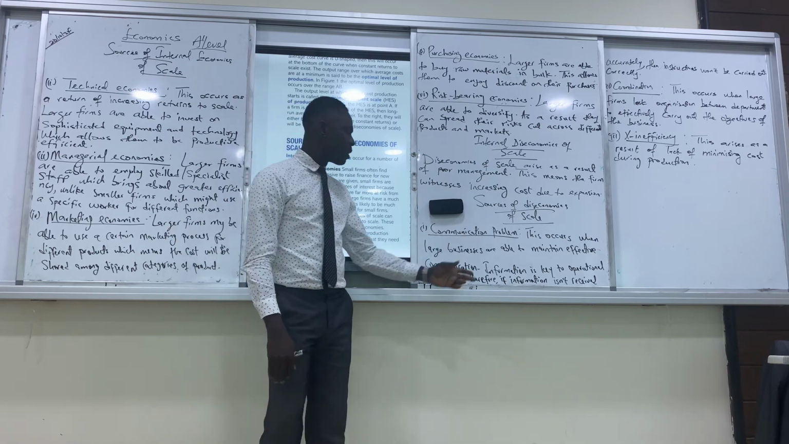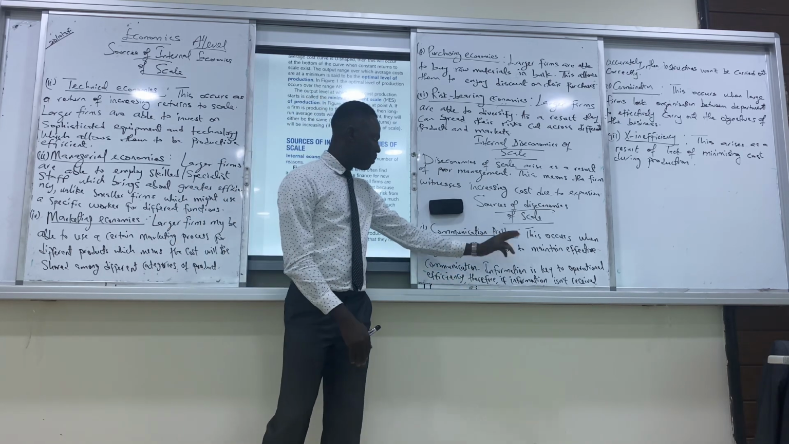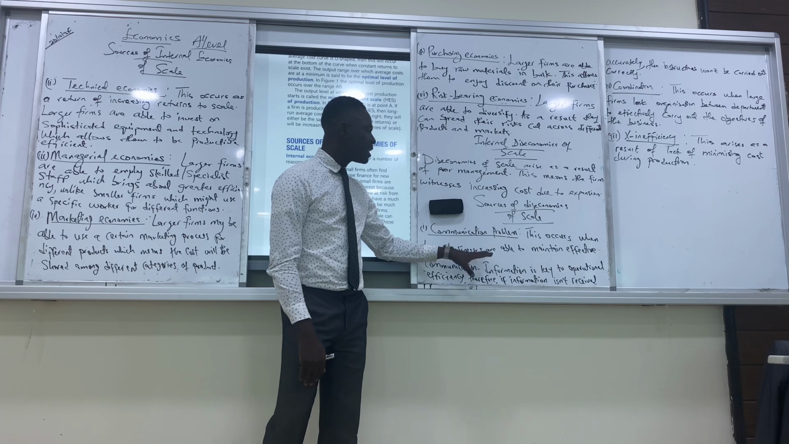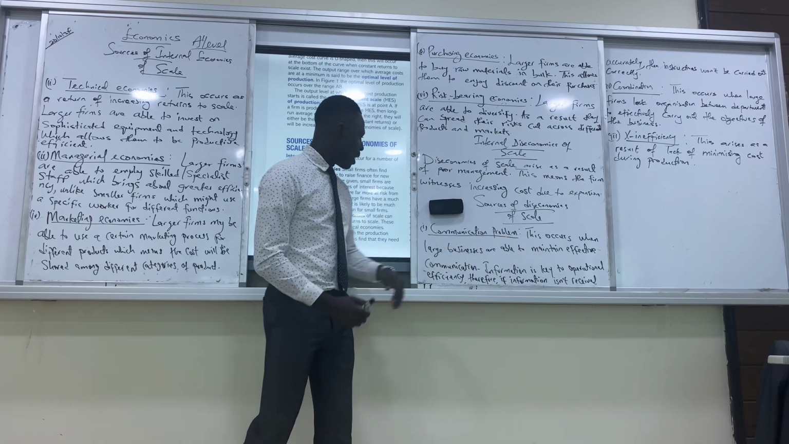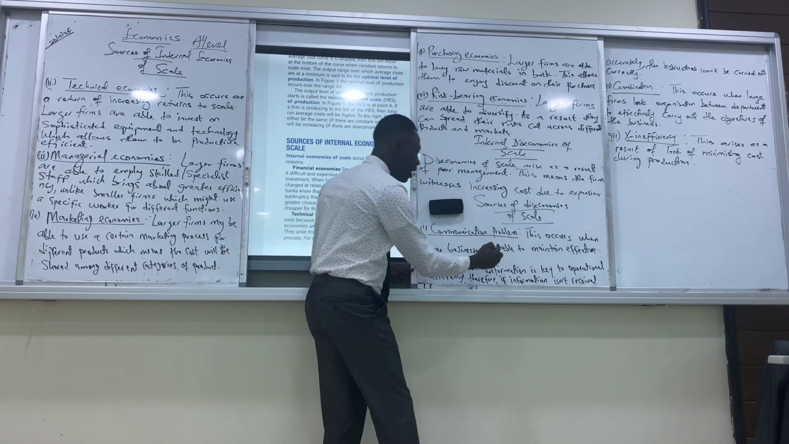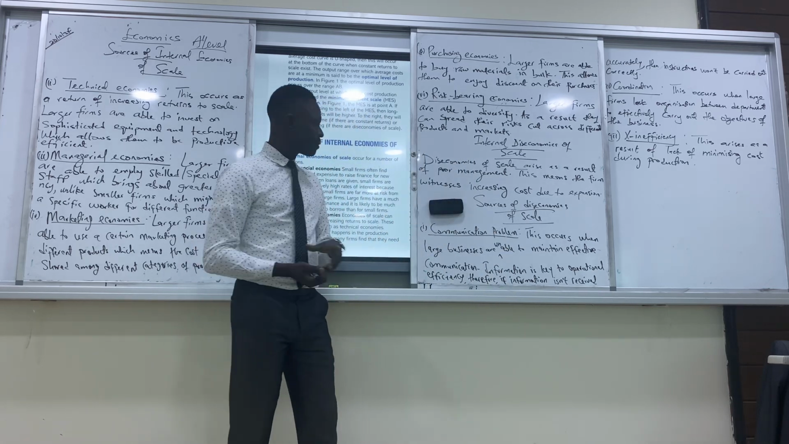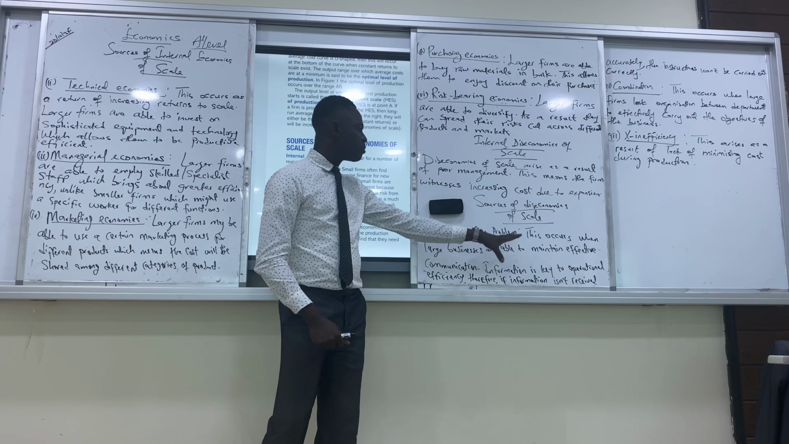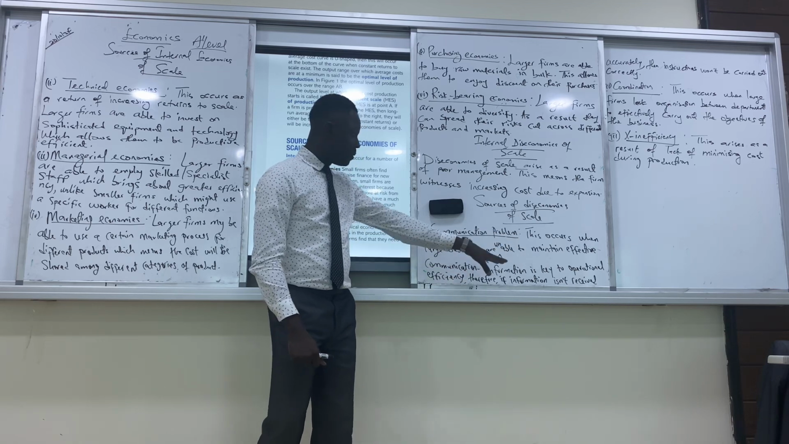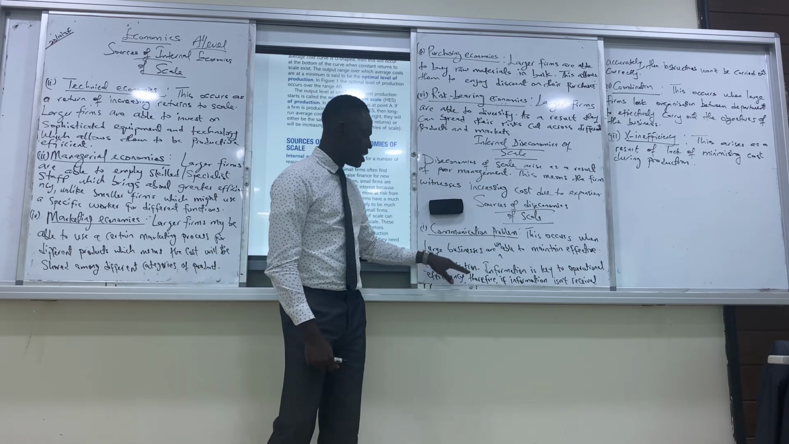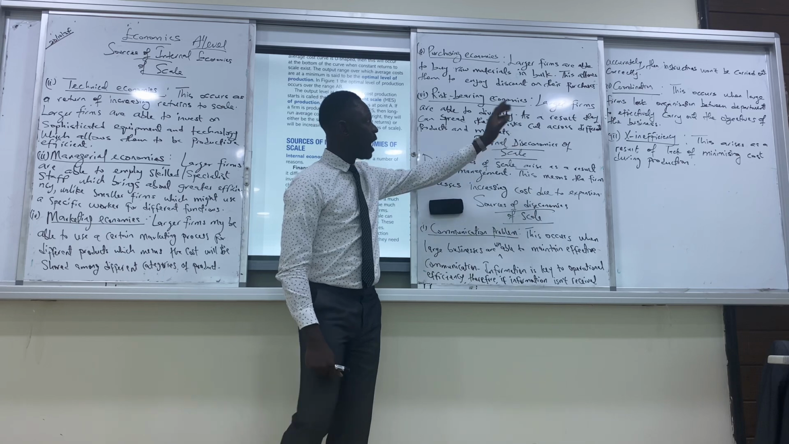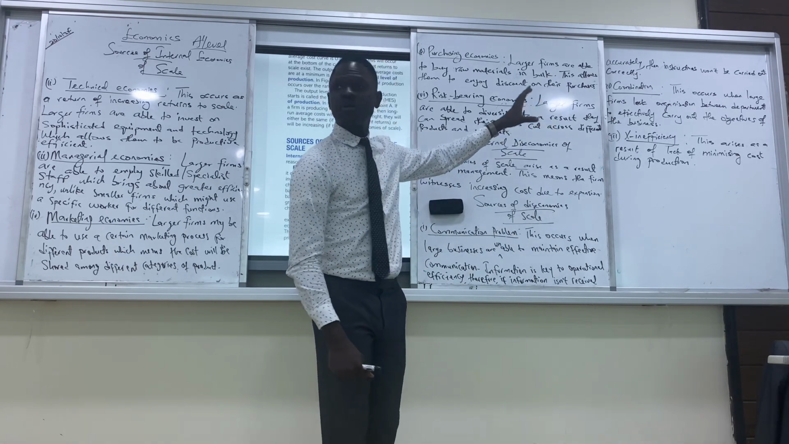So look at what I wrote about communication. Communication problem. This occurs when large businesses are unable to maintain effective communication. Information is key to operational efficiency. Therefore, if information is not received accurately, then instructions won't be carried out correctly.